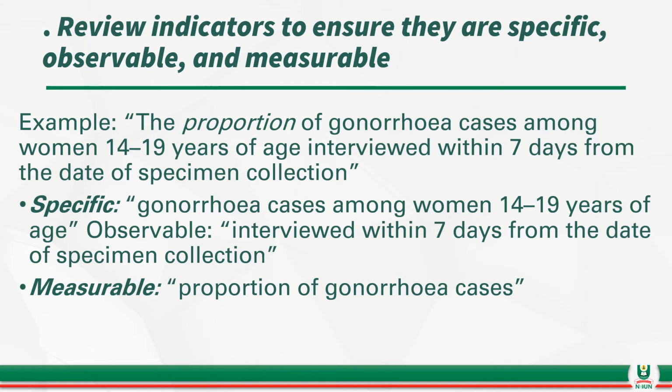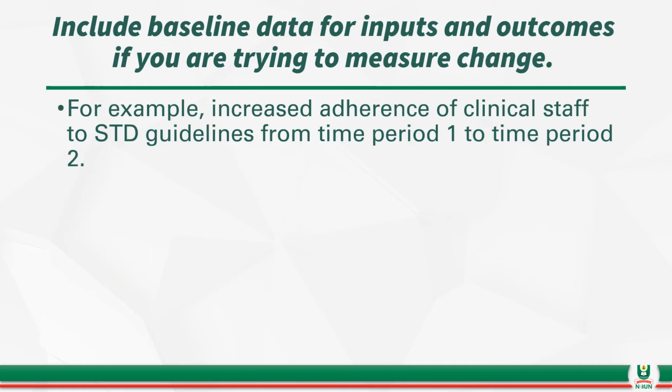The proportion of gonorrhea cases among women 14 to 19 years of age interviewed within 7 days from the date of specimen collection. The specific issue there is gonorrhea cases among women 14 to 19 years of age. Observable is that they are interviewed within 7 days from the date of specimen collection. Then measurable, that is the proportion of gonorrhea cases. When you look at this indicator, you know that it's specific, observable, and measurable.